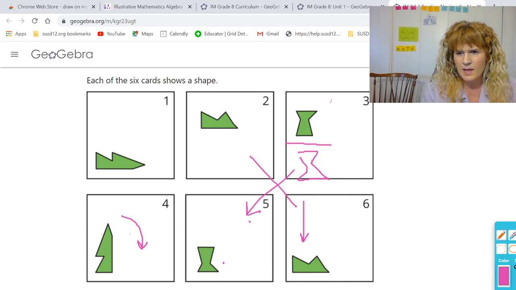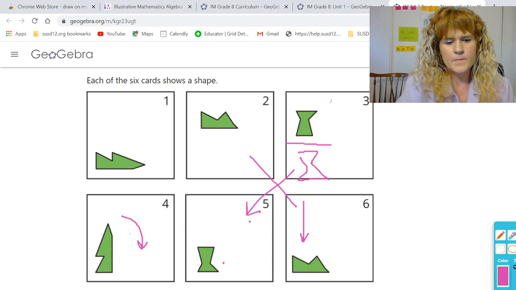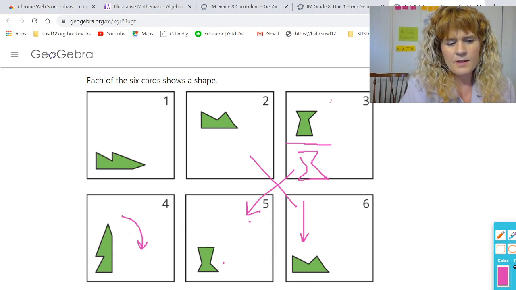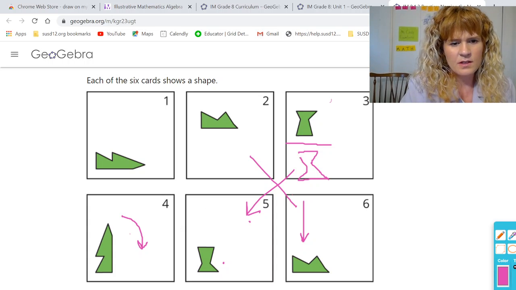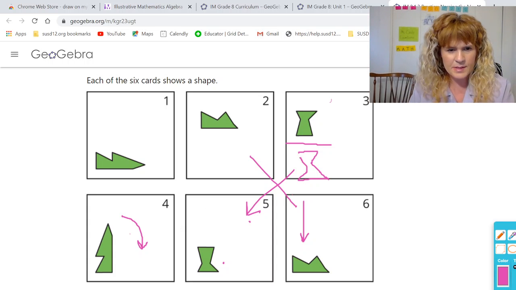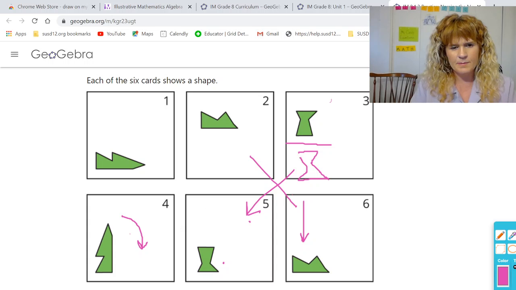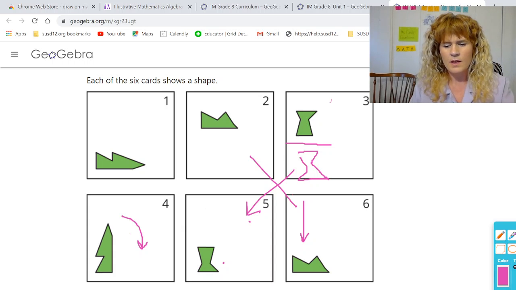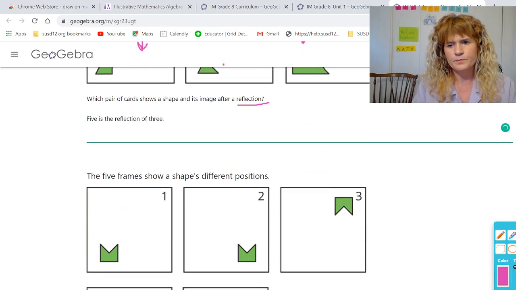So let me type in my answer really quickly. 5 is the reflection of 3. And I have a spelling error. Let me fix that. Reflection. That's better. Okay, I'll keep going.